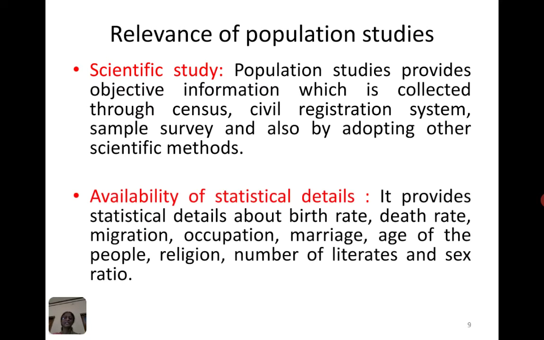Availability of statistical details. It provides statistical details about birth rate, death rate, migration, what occupations people are engaged in, marriage, what age groups people belong to, which religion people belong to, number of literate and illiterate, and sex ratio, that means number of females per thousand males.